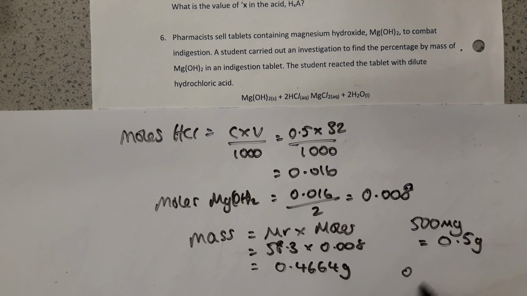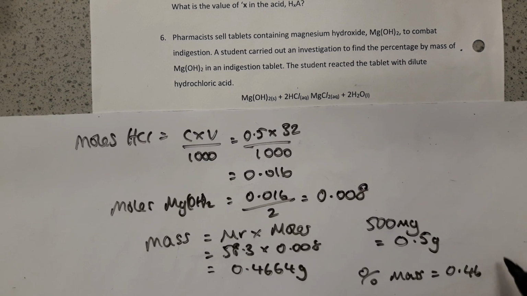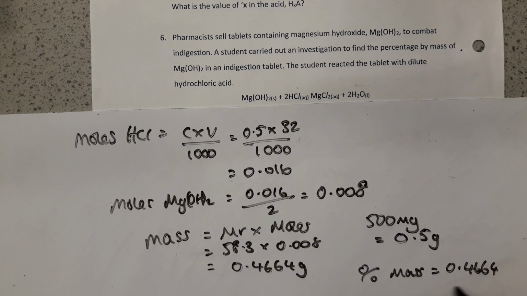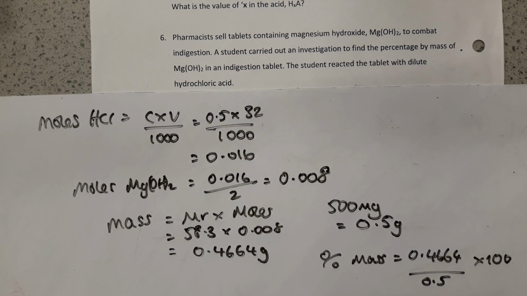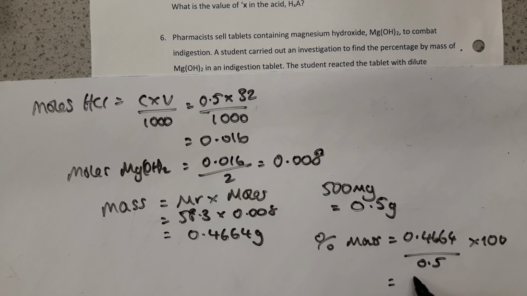My percentage by mass is going to be the actual mass present of the magnesium hydroxide, 0.4664, divided by the total mass of the tablet, 0.5, times 100 because it's a percentage, giving my final answer as 93.3%.